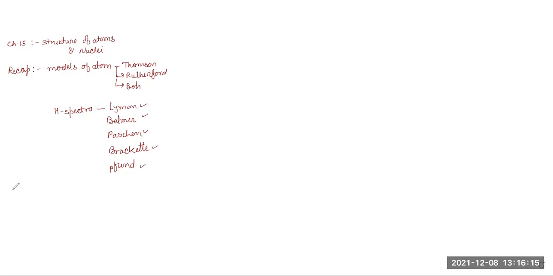Today we will take our syllabus to the next level in the chapter where we need to talk about radioactivity, in which more emphasis will be on the half-life period. So let's begin with the topic of radioactivity.